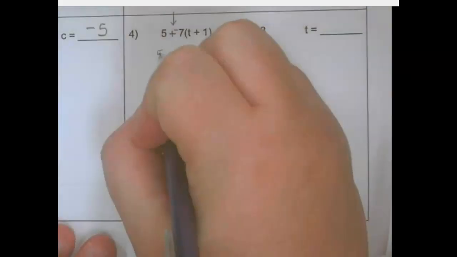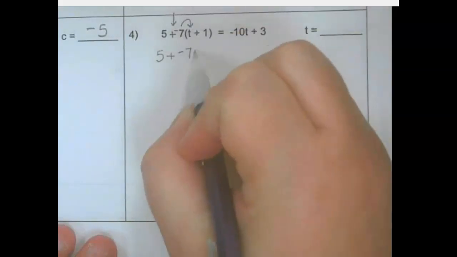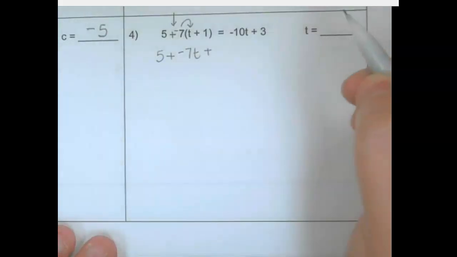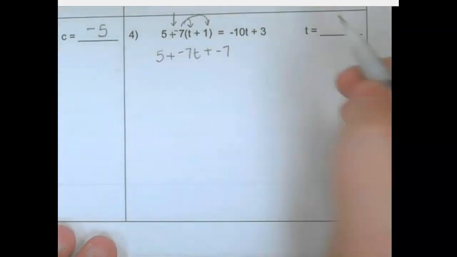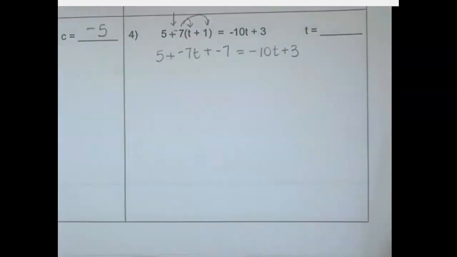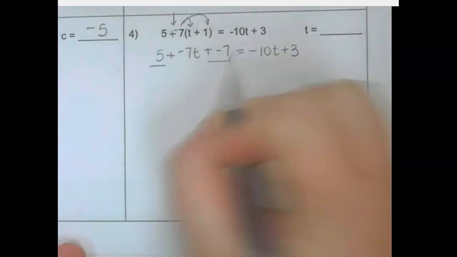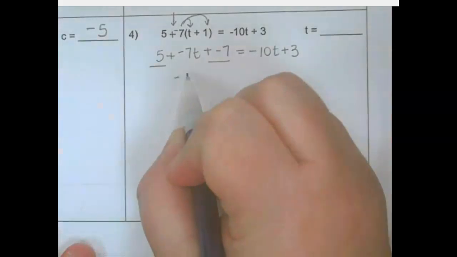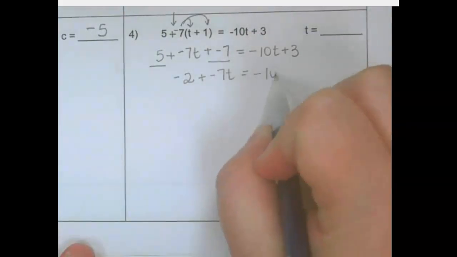Alright, so I have my 5 that stays the same. Bring down my plus. Negative 7 times t is negative 7t. Bring down my plus sign. Negative 7 times 1 is negative 7. Bring down my right side that I didn't get to use yet. So I only have two variables, but I do have 3 numbers by itself. So I'm going to go ahead and combine these like numbers. 5 plus a negative 7 is negative 2. Still left with plus a negative 7t. This side, I didn't do anything.